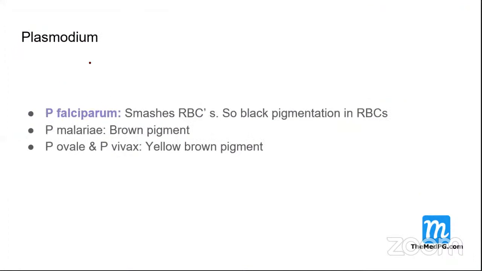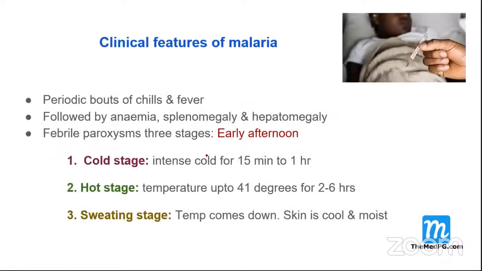Just to brush up the points, in Plasmodium falciparum, what type of pigment can you see, students? Black pigment. Plasmodium malariae, brown color pigment. Vivax and ovale, what color pigment can you see, students? Yellow, yellow brown pigment. So black means falciparum. Falciparum is the most dangerous one, so black color pigment can always be seen.